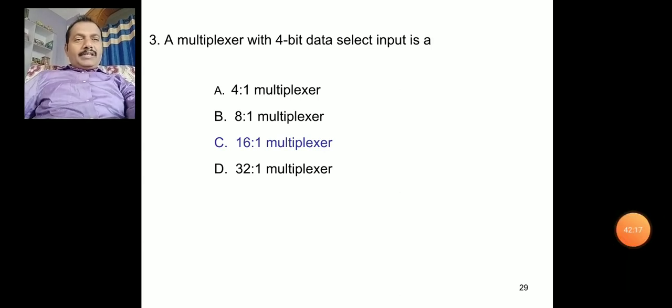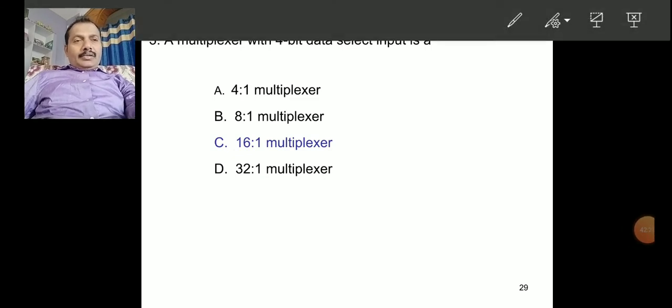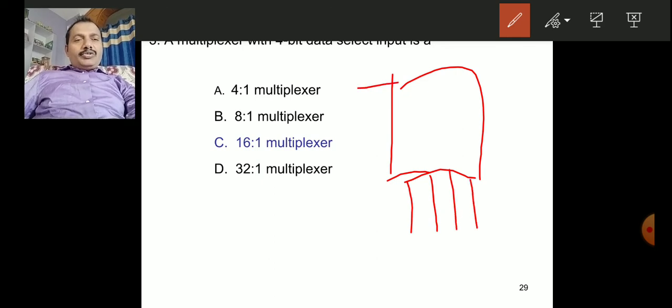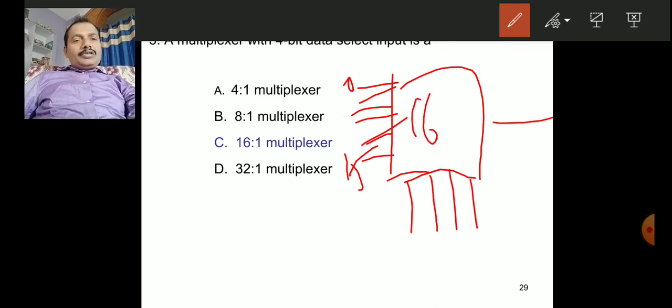A multiplexer with 4 selection lines. That is the question here. The multiplexer with 4 selection lines: 1, 2, 3, 4. 4 selection lines means how many inputs are possible? 16. It can select one of the 16, 0 to 15. That means 16 to 1 multiplexer. This is the 16 to 1 multiplexer.